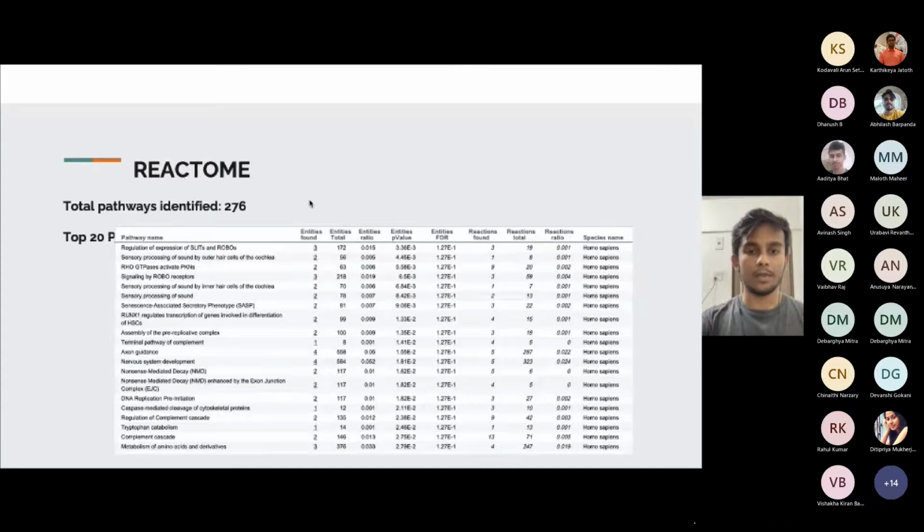These pathways are the top pathways identified from our analysis which are related to the disease, glioblastoma. We'll take a closer look at the regulation of expression of SLIT and ROBOs, which is the top pathway here. What I basically want to show is that the proteomics analysis produced pathways which have been verified by literature, and we will have a look at one of them now.